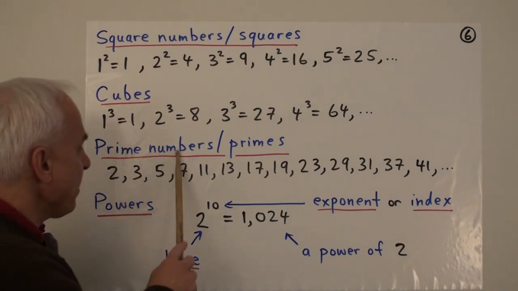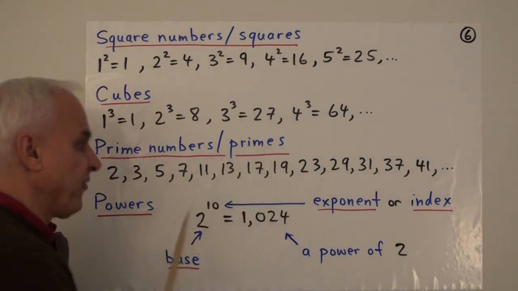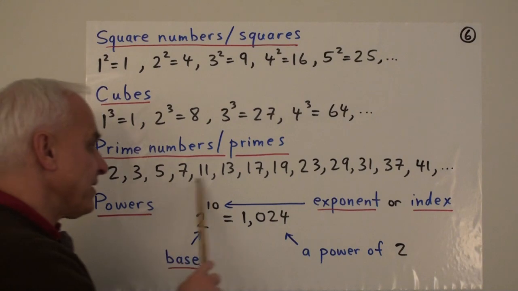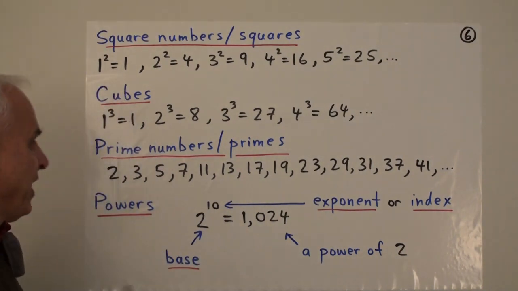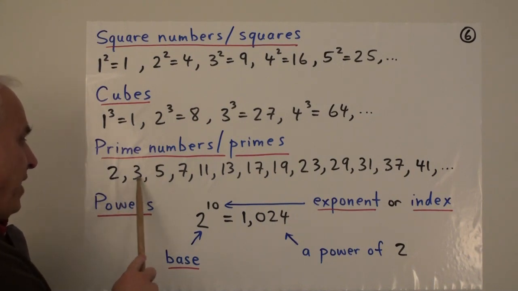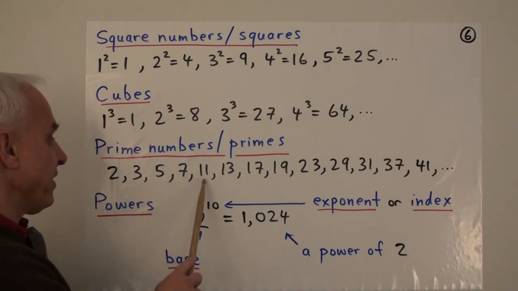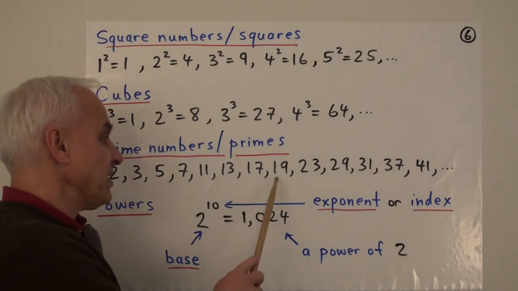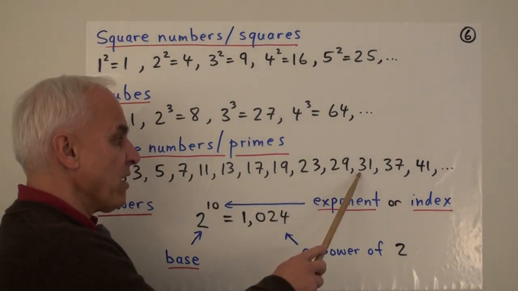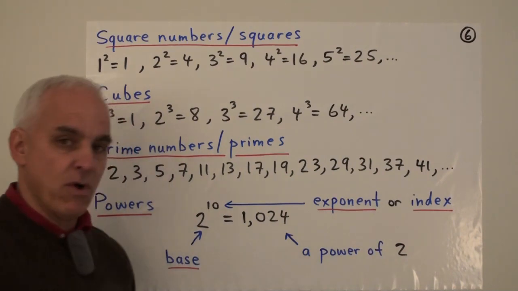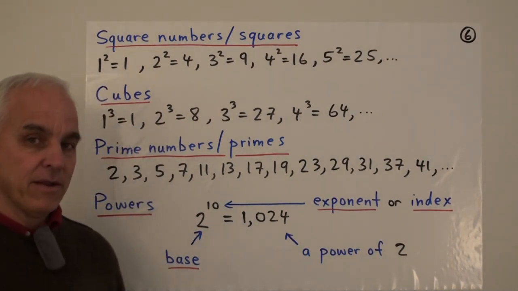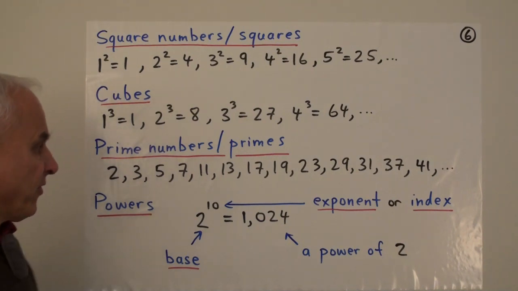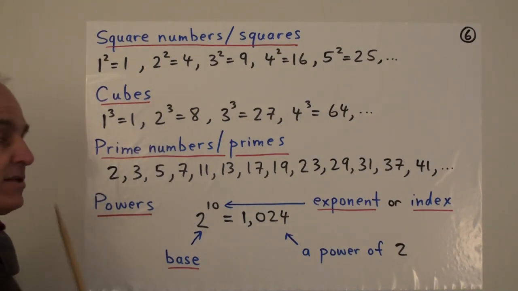And then we have the prime numbers, or just the primes. These are the very interesting and somewhat mysterious pattern of numbers, starting with 2, and then 3, 5, 7, 11, 13, 17, 19, 23, 29, 31, 37, 41, and so on. These are the numbers that don't have any other factors other than 1 and themselves. 1 is not considered a prime number.